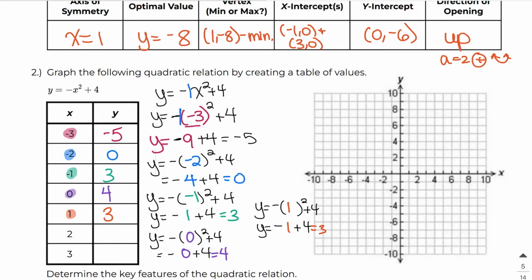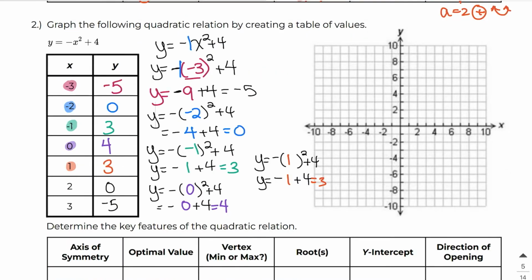Pause, do the values, come back and check with me to see how you did. And if you have any questions, let me know next time I see you in class. So the remaining 2 values are 0 and -5.